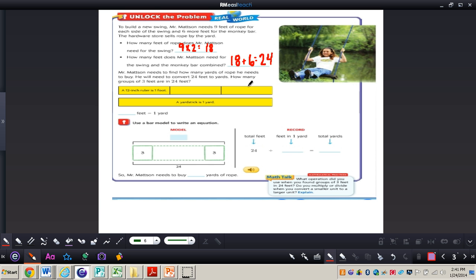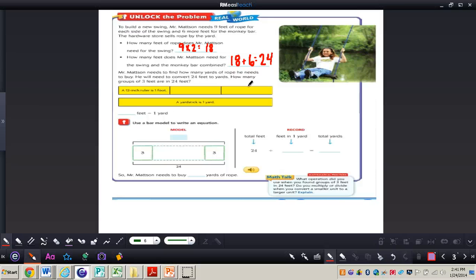Okay, now moving down, it says Mr. Matson needs to find how many yards of rope he needs to buy. He will need to convert 24 feet to yards. How many groups of 3 feet are in 24 feet? Okay, so we need to think about some things first of all.